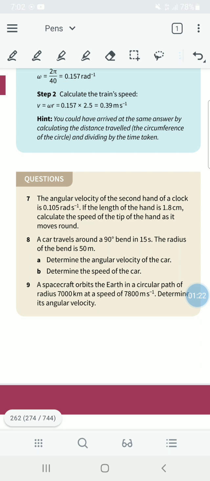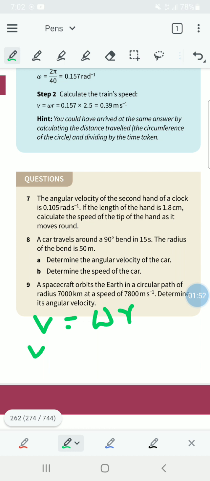Question number 7. The angular velocity of the second hand of a clock is 0.105 rads per second. If the length of the hand is 1.8 centimeters, calculate the speed of the tip of the hand as it moves around. It is quite easy, because they have already given all the details we need. So I will do it here itself. We have the equation v equals omega r. Here v is what they are asking for. Omega is 0.105, and then r is equal to 1.8 centimeters.